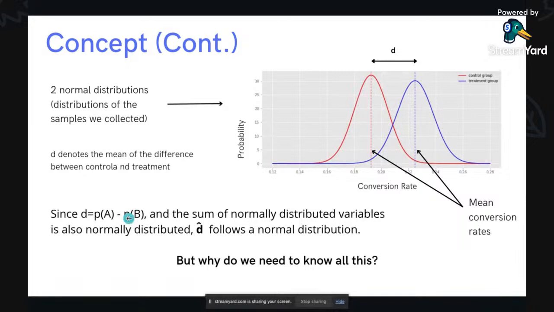And then the sum of the normally distributed variables is also normally distributed. This is something that has been derived statistically, and I won't be going into the derivation right now. So this B cap follows a normal distribution, and that is also called the test statistic. So why do we need to know all of this, right?